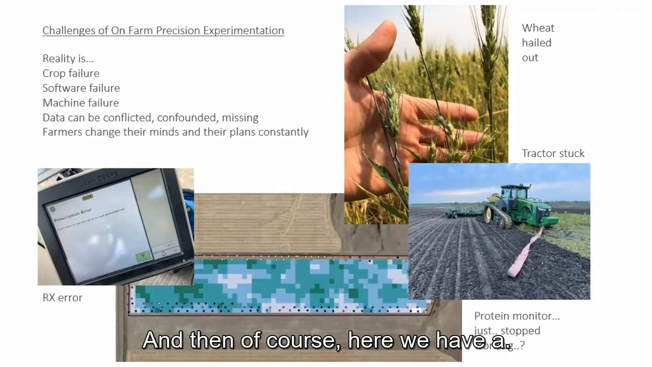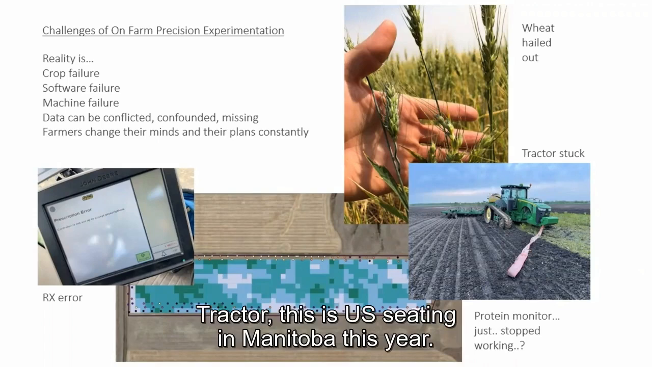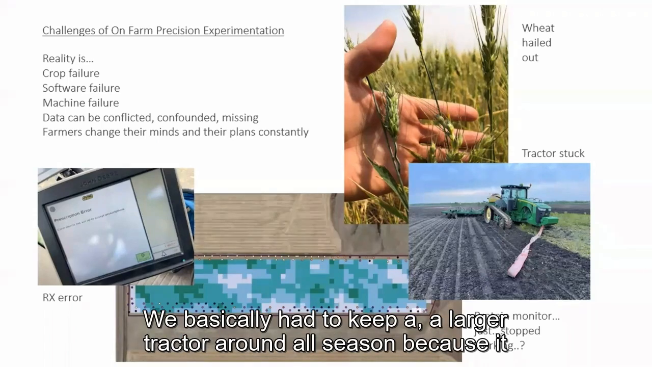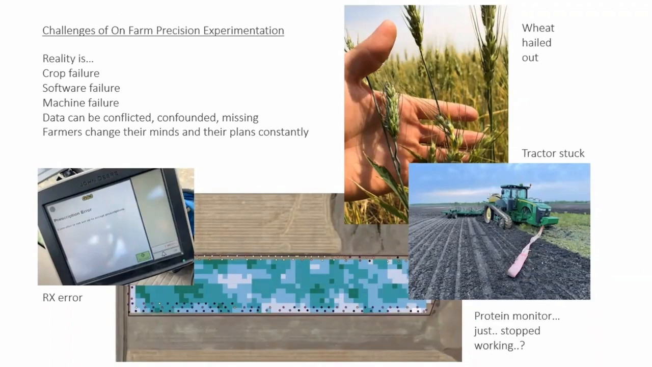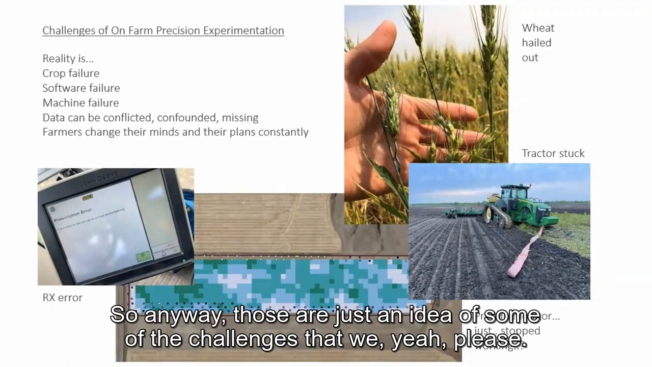And then, of course, here we have a tractor. This is us seeding in Manitoba this year. We basically had to keep a larger tractor around all season because it was so wet that once a day we would be stuck in the field pulling the tractor out of the mud. So anyway, those are just an idea of some of the challenges that we face.